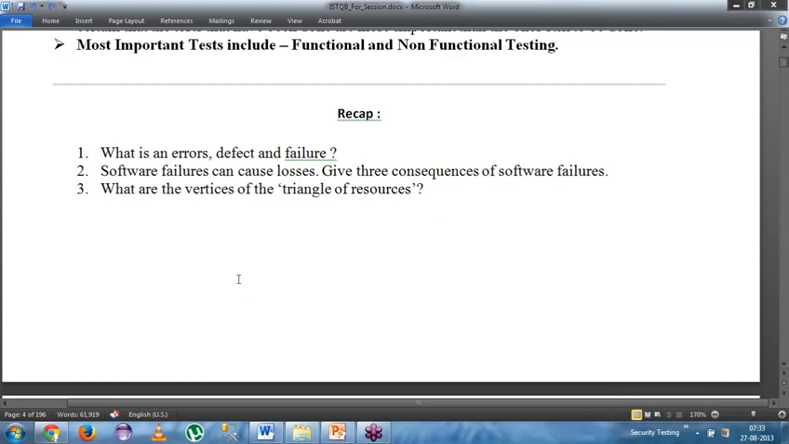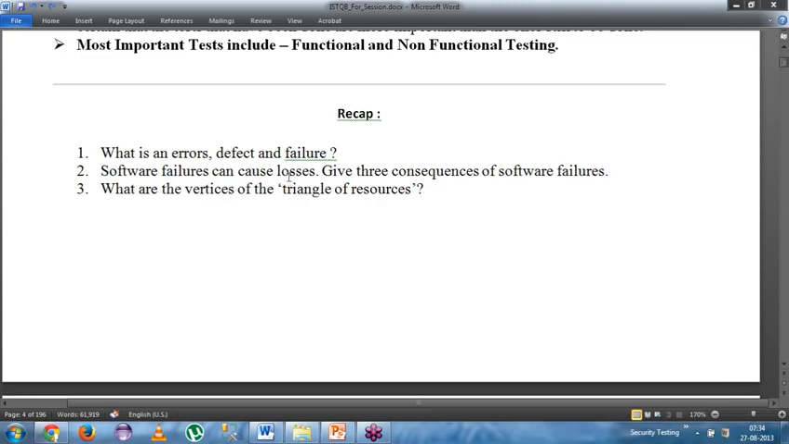According to the ISTQB Glossary, the word bug is synonymous with which of the following words? A bug is nothing but a defect. It's not a fault. It's not an error. Okay. Those are two different terms.